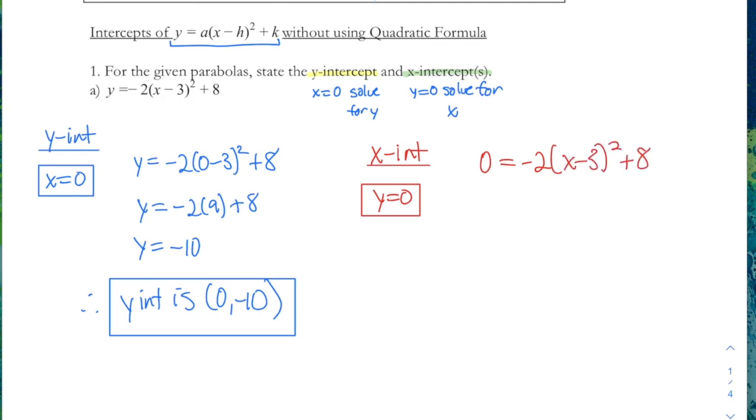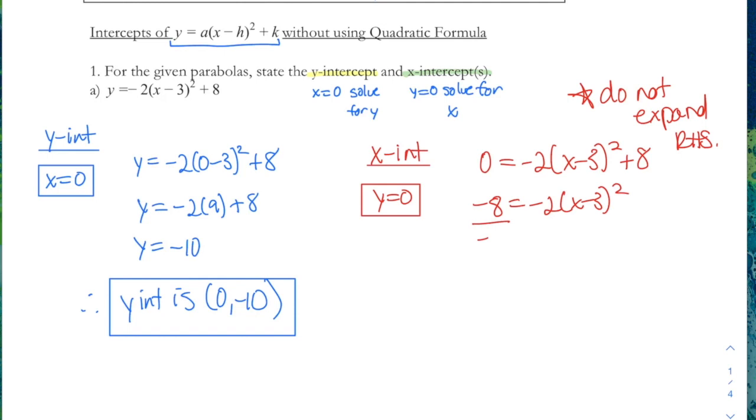One thing you might want to do at this stage is to expand the left-hand side. But what I'm going to suggest and enforce is that you do not expand the right-hand side. Instead, we're just going to use reverse BEDMAS to help us solve this. By that I mean we're going to bring 8 to the other side. Then we're going to divide both sides by -2.